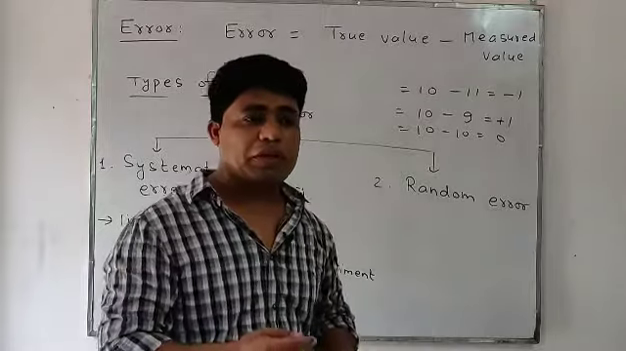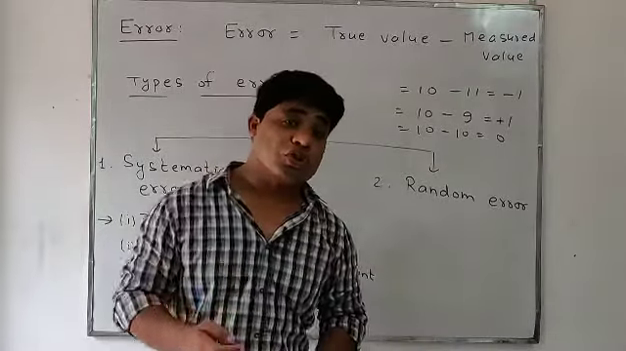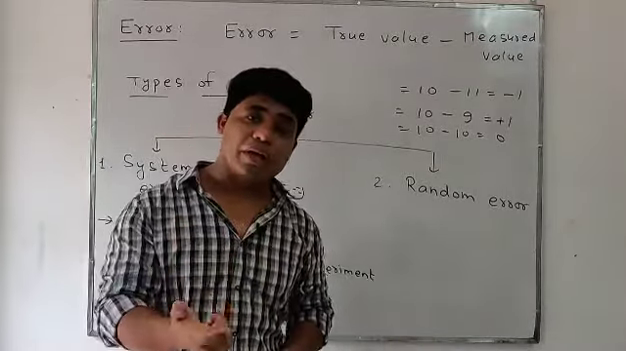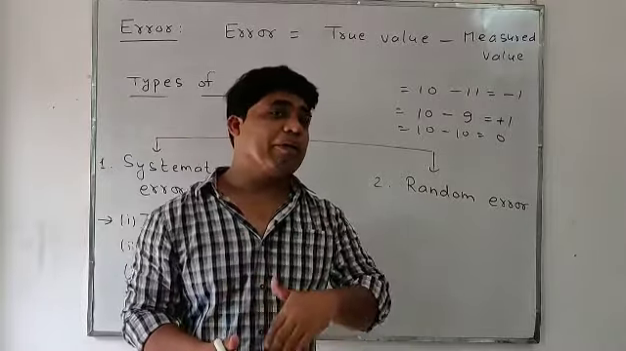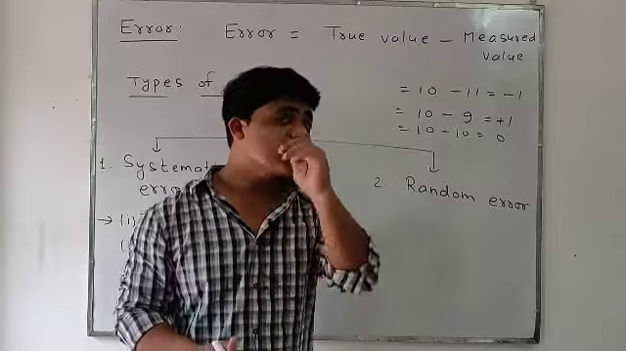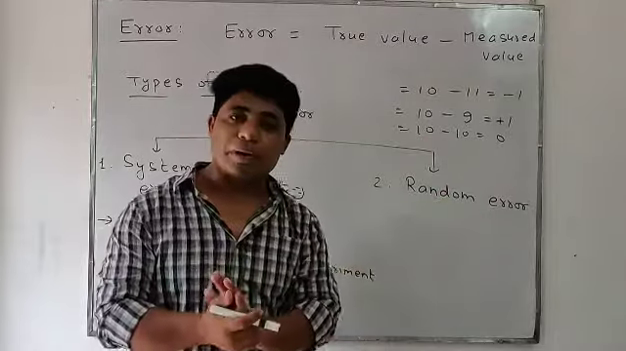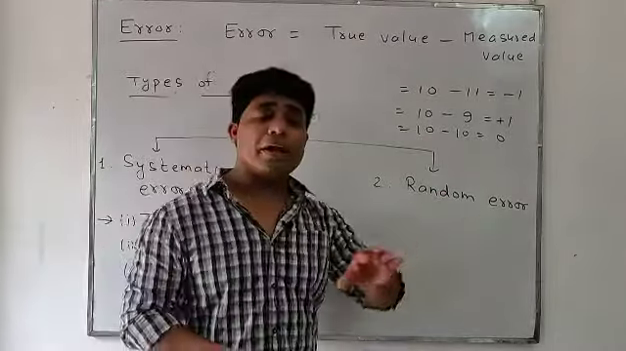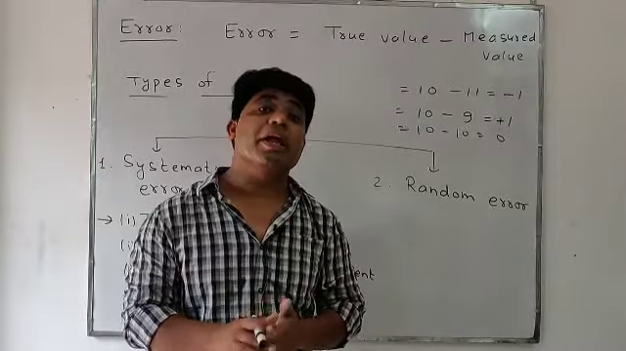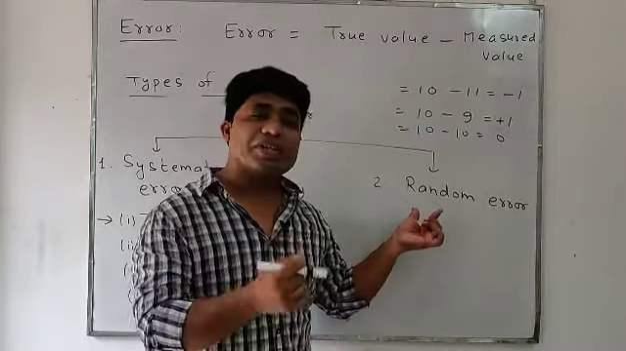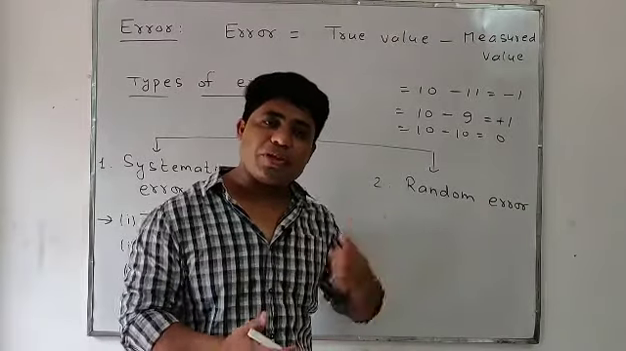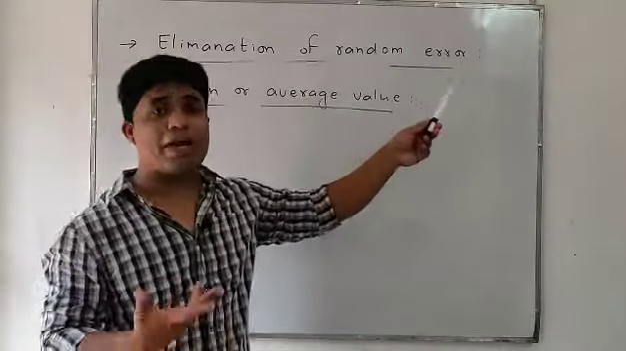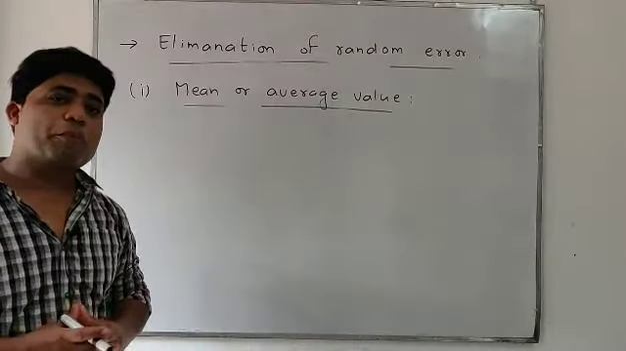In a cricket match, when we use a coin for the toss, sometimes it gives head, sometimes it gives tail. We cannot find whether it will come head or tail. Such type of error is said to be random error. Now, random error we can minimize by taking the average. So now we'll discuss elimination of random error. Suppose we are performing an experiment.